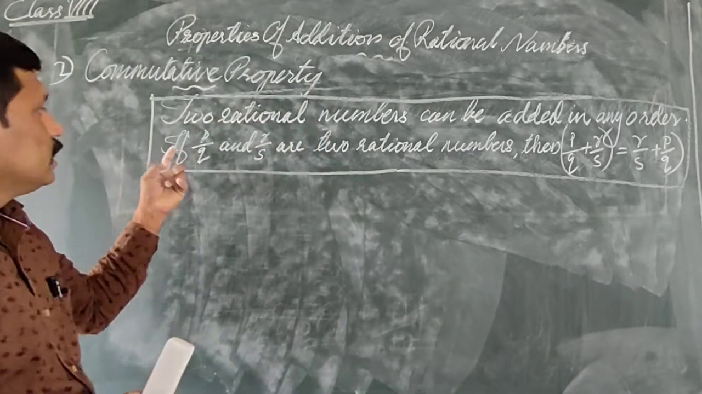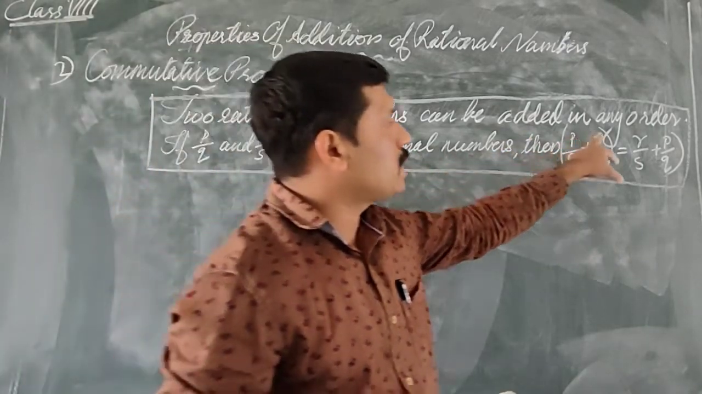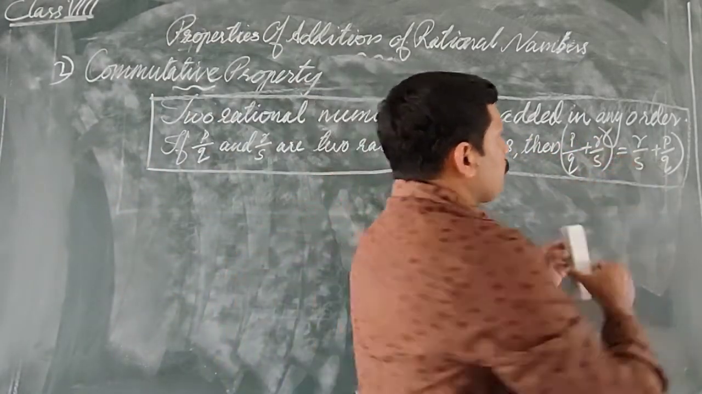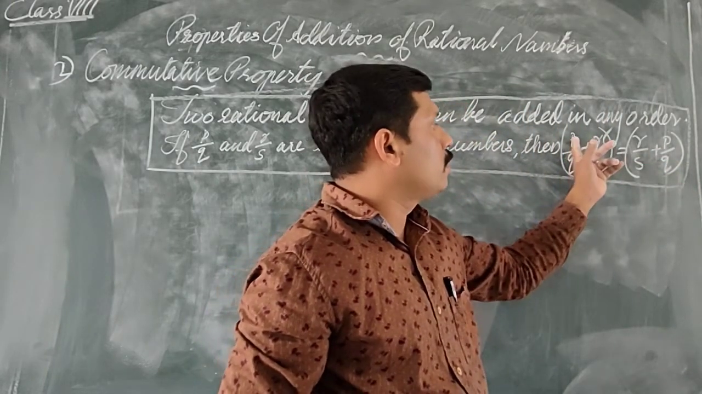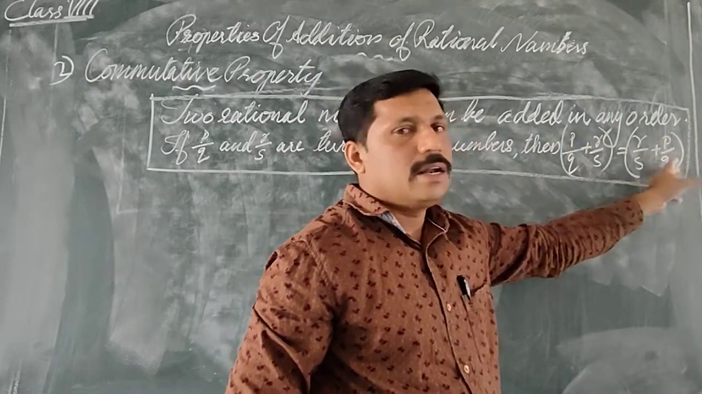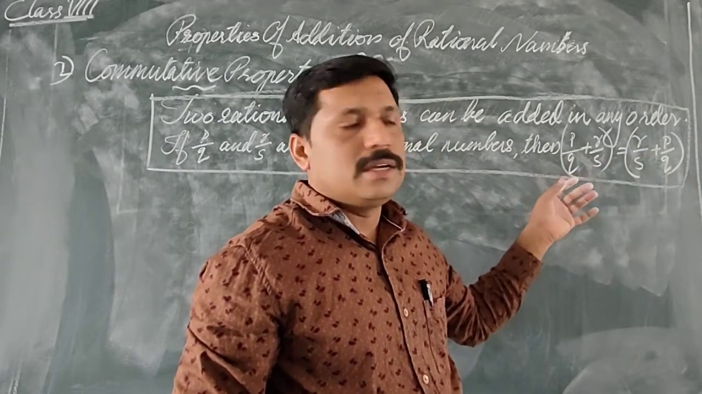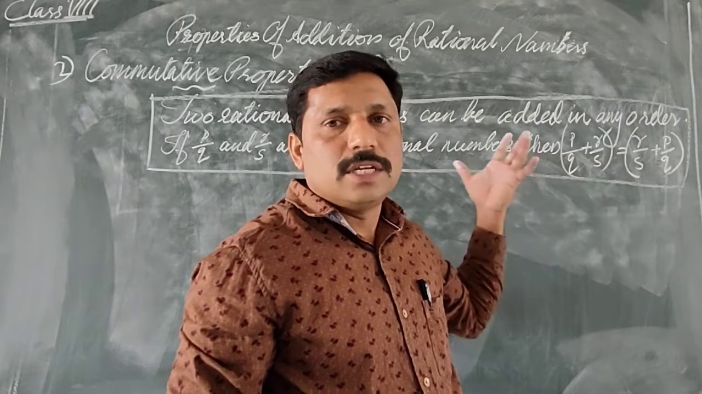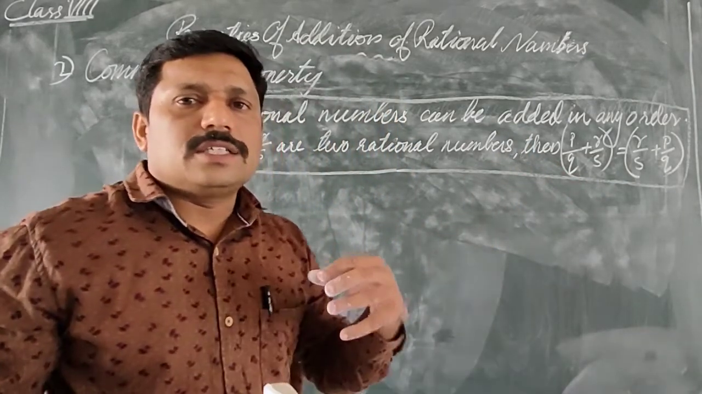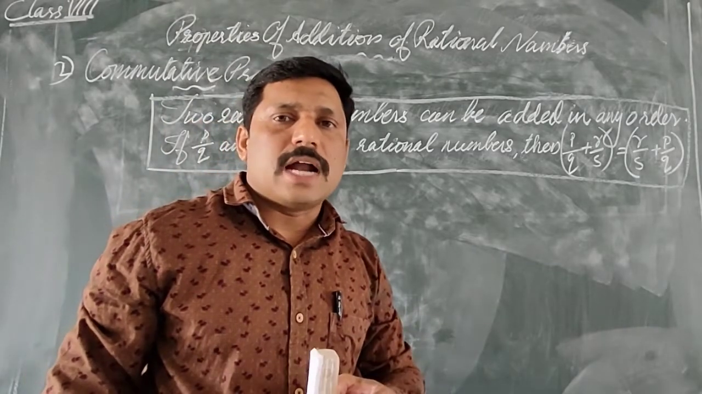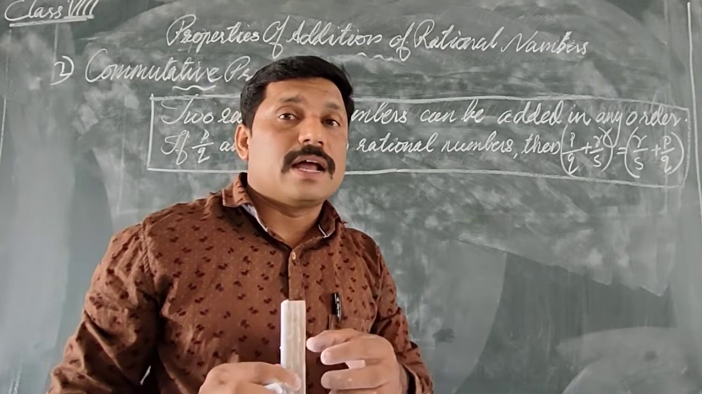Here you can see that if p upon q and r upon s are two rational numbers, then p upon q plus r upon s will be equal to r upon s plus p upon q. Here p upon q is first, but here p upon q is last, which means their order is changed. Even though the order is changed, the answer remains the same. This property is called the commutative property of rational numbers. So let us see this with the help of an example. When we change the order, will the answer be the same or different? We can understand that with an example.